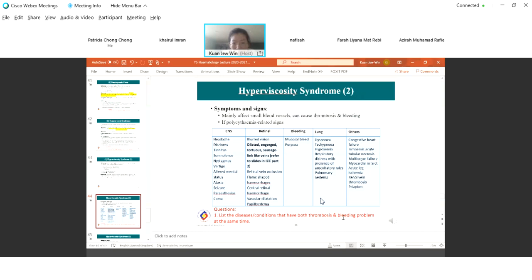So list the conditions that you have learned so far that have both thrombosis and bleeding problems at the same time. You have learned hyperviscosity syndrome can have bleeding and thrombosis. So what other conditions have you learned? Thrombotic thrombocytopenic purpura. Very good. Disseminated intravascular coagulation. Yes. Hemolytic uremic syndrome. Good, so these are the conditions that you learned so far.